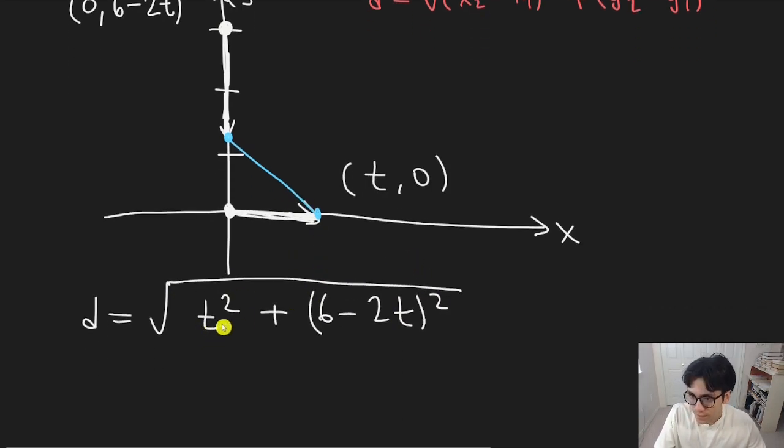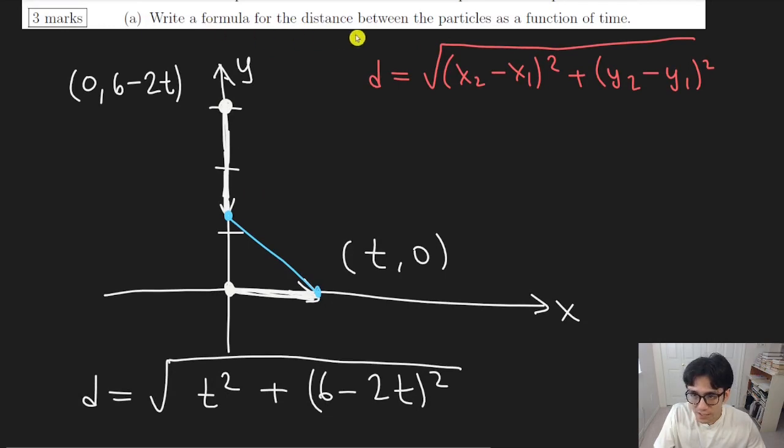Okay, so this is the formula. The formula for the distance between the particles is a function of time. If t is time, then d represents the distance between the two particles. Okay, very nice.